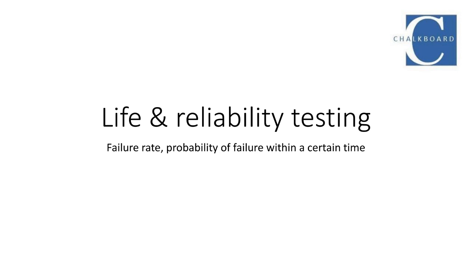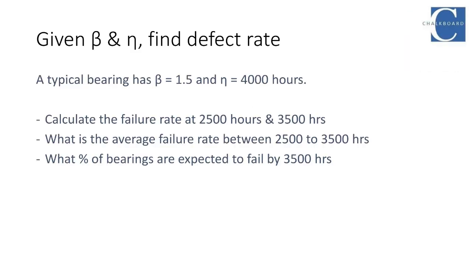In the last video, we covered the parameters that define a Weibull distribution and their significance. Today, we will use them to calculate failure rates and to estimate the probability of failure within a certain time period. Let us assume that a bearing has a beta value of 2 and the scale parameter is 4,000 hours. Since beta is greater than 1, the failure rate will increase with time.